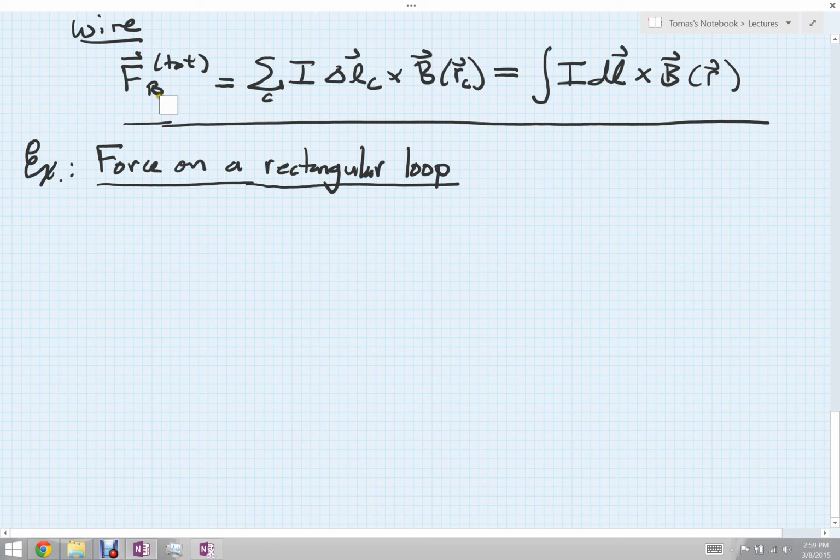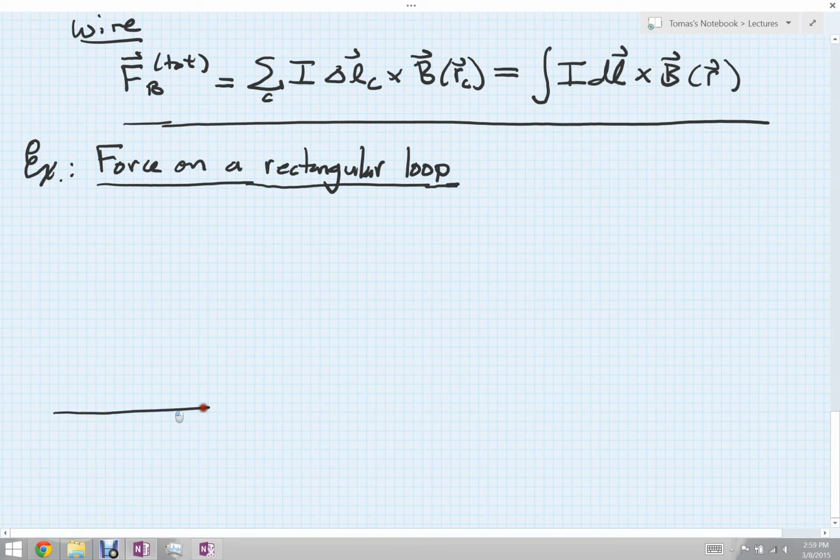Very well. Now, let's take our fundamental result for the total force on some wire, and let's do an example. Let's compute the force on a rectangular loop where the sides of my loop are made out of wires that are carrying a current. So here's the situation for the example I hope to compute.